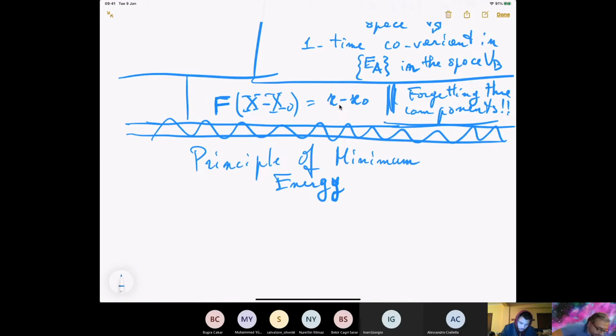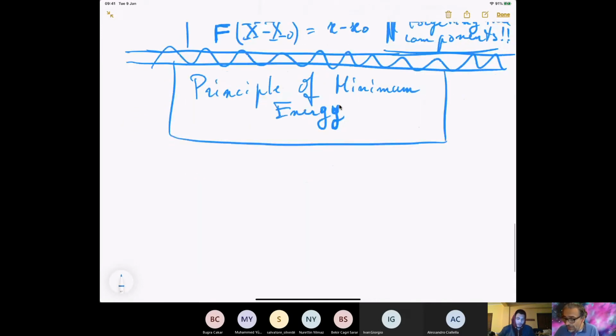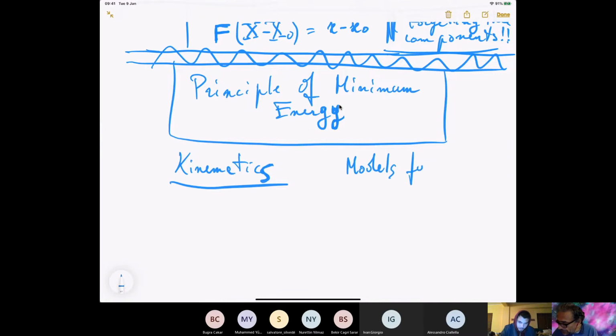So we change drastically our point of view, because up to now we have described kinematics. So what we did, we have invented models for describing the state of the system.